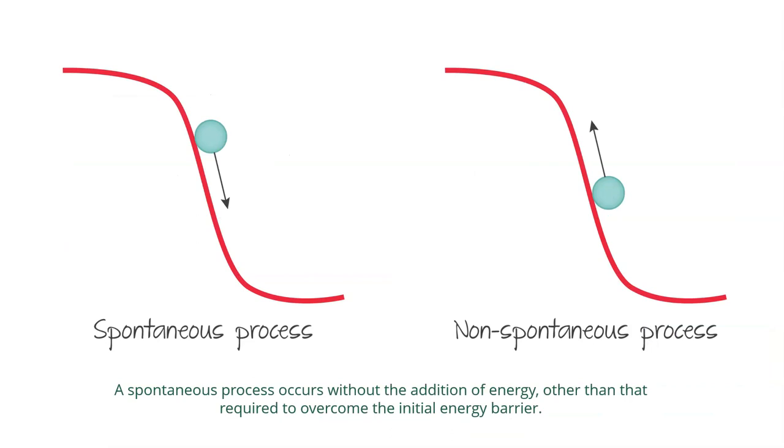So one way to think about it is a spontaneous process is something that will occur without the addition of energy. So it's like a ball rolling down a hill. Once you get it started, you give it a push, it will continue to do so without extra energy being put in. Whereas a non-spontaneous process is like trying to push something up a hill where we need to continue to apply the energy in order for that process to occur.